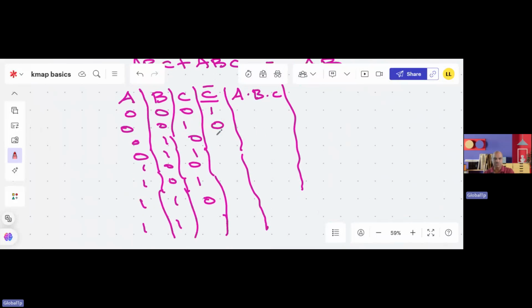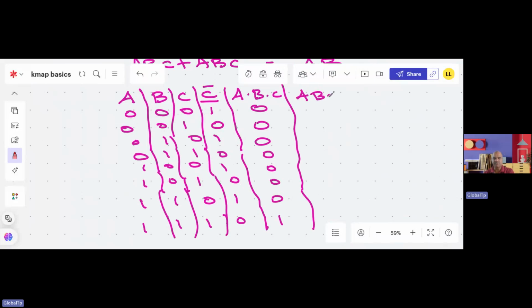So 1, 0, 1, 0, 1, 0, 1. If any of A, B or C is 0, I will get 0. Only when all inputs are high will you get the output as 1. Otherwise the output is simply 0. So I am getting 0, 0, and this is also 0, 0, 0, 0. The final result will be 1.